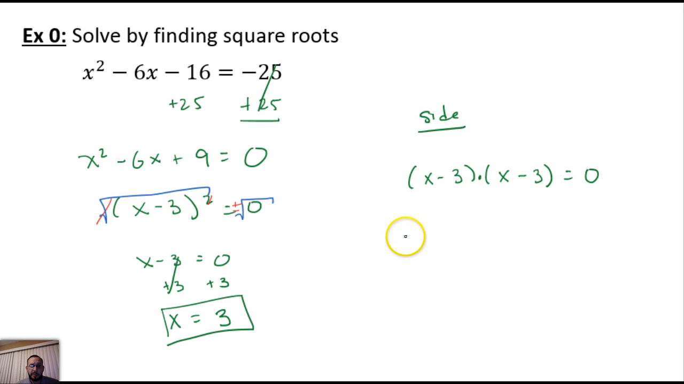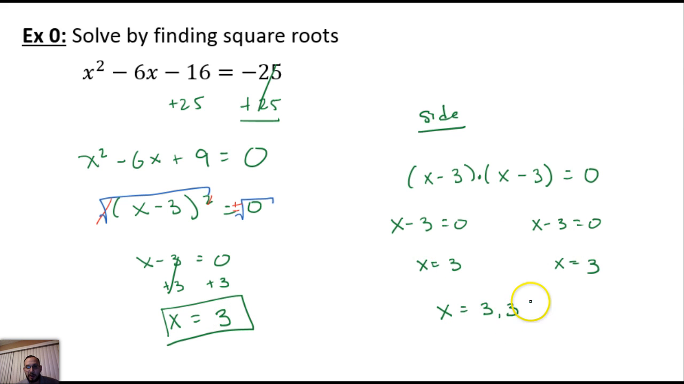Our zero product property rule guarantees us at least one solution. So we can set this up as x minus 3 equals 0 or x minus 3 equals 0. If we solve, we get x is equal to 3 and x is equal to 3. So it's true that our solution is x equals 3, but in this case, we get a double root, so we would write both roots down. We'll discuss why that happens later on. So this is indeed a double root of x equals 3.